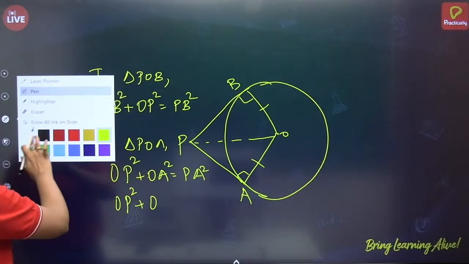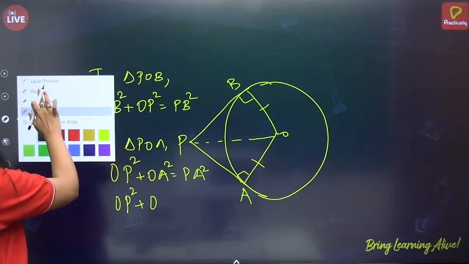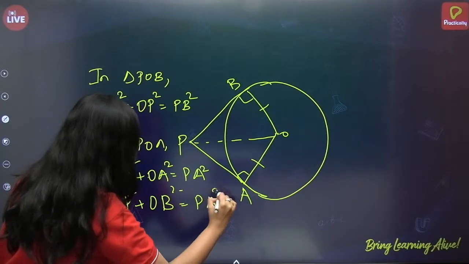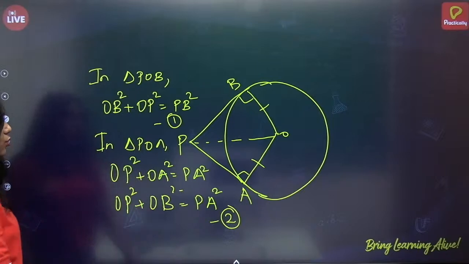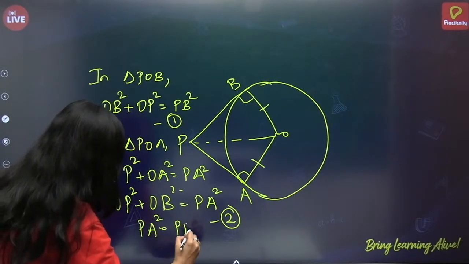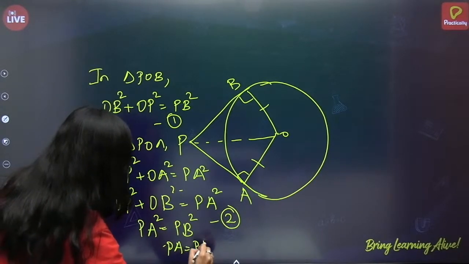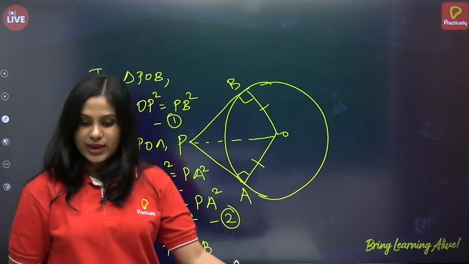Yeah, let me just write. Plus OB square is equals to PA square. Now, this is equation 2, this is equation 1. From equation 1 and 2, I can tell that PA square is equals to PB square. So, PA is equals to PB. Okay. So, you can prove this theorem by Pythagoras theorem as well.